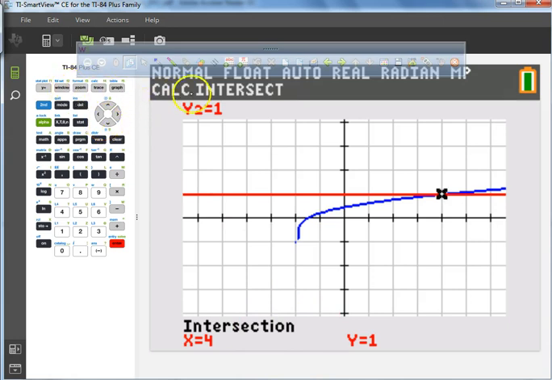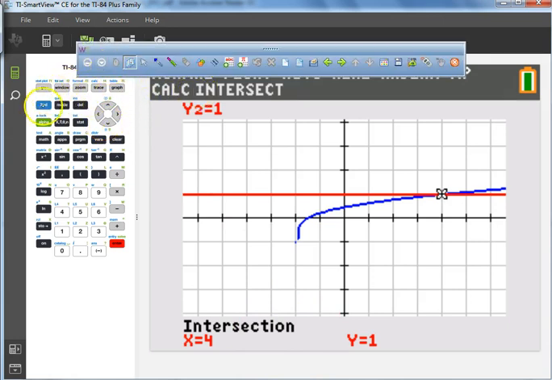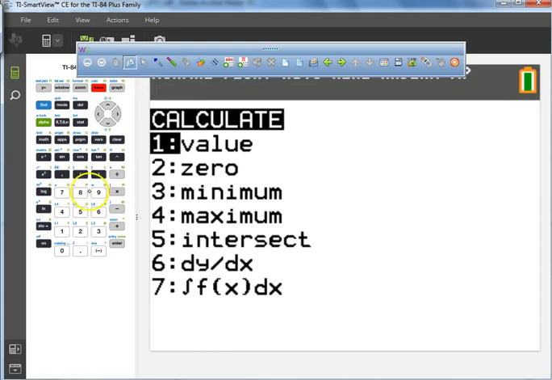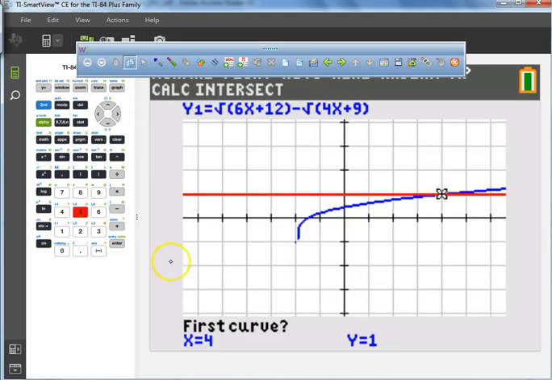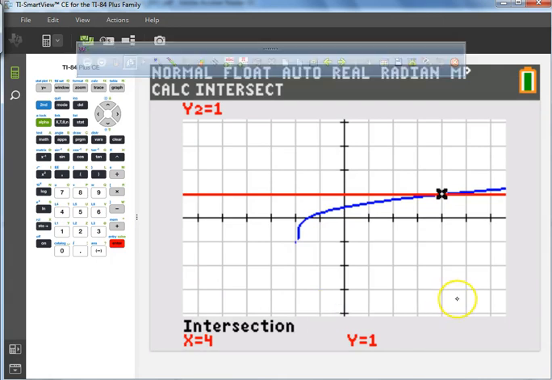Okay, let's try it again. Second trace, we're going to go to number 5. Oh, it's already done. There you go. Okay. So right now, x is equal to 4. It only crosses one place. It doesn't cross 2 places.